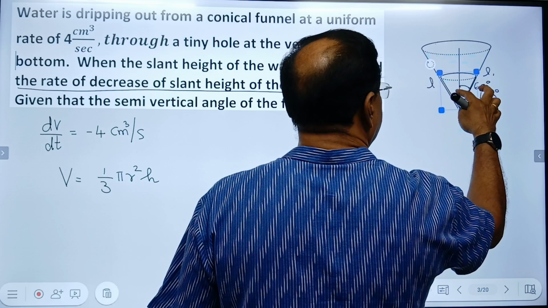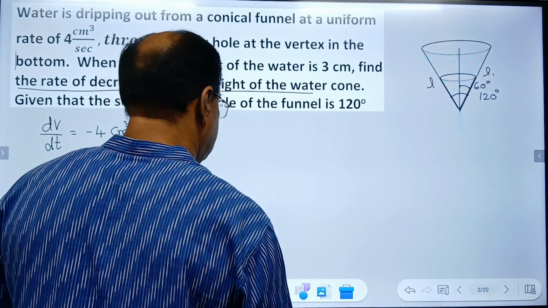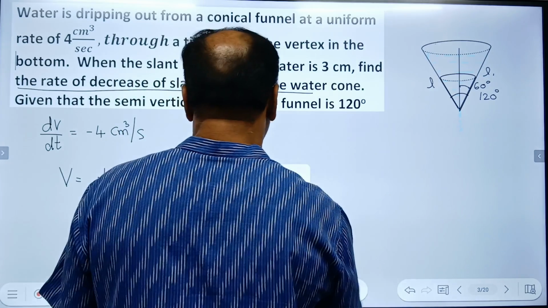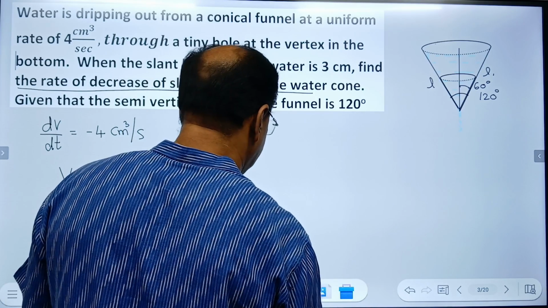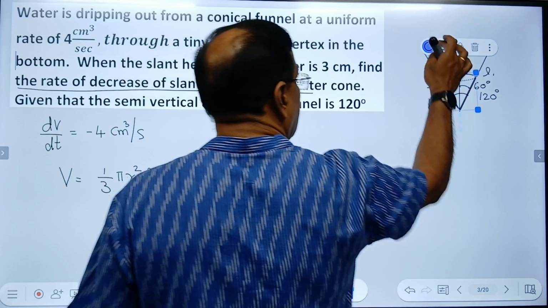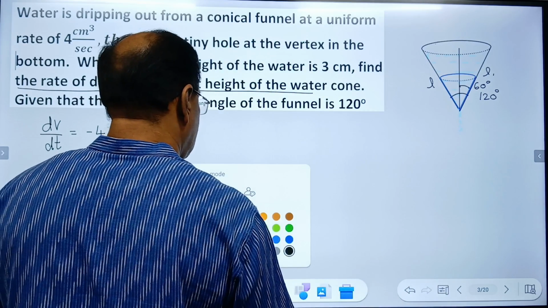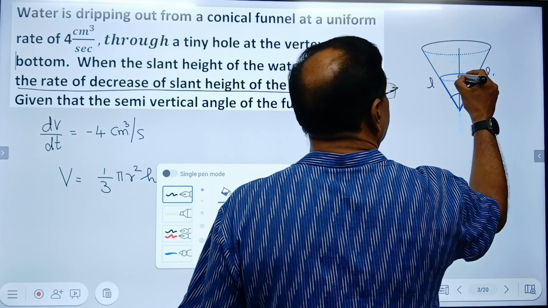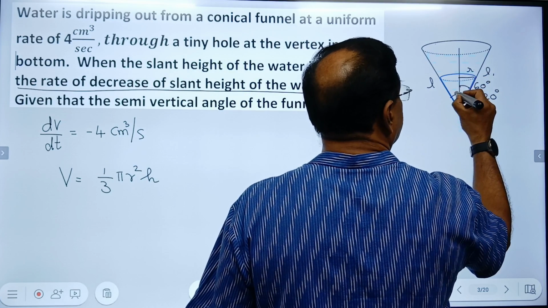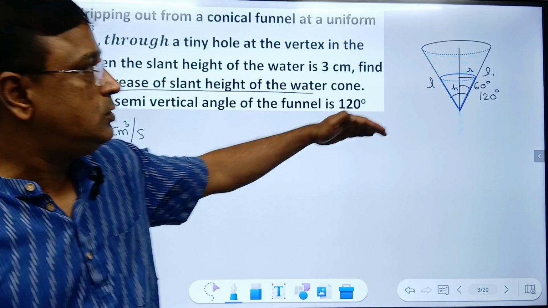So at a given time, the water is decreasing like this. Okay, so this will be the radius. Let me just change the color for you to see the difference. So this is the water cone, and I call this the radius of the cone. This is the height, and this is the slant height. So slowly this is decreasing.